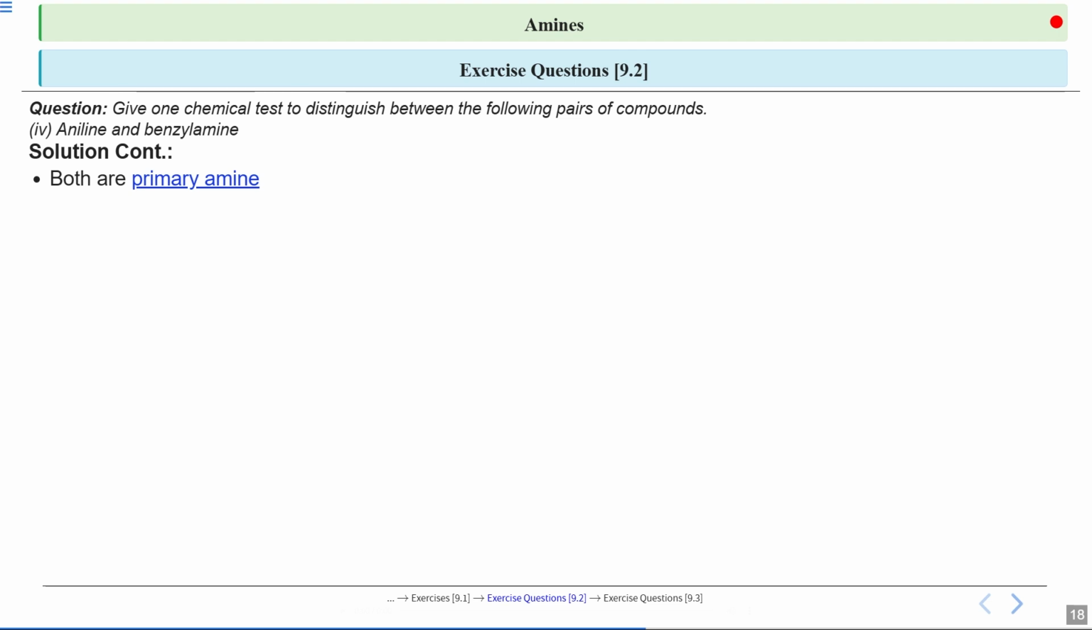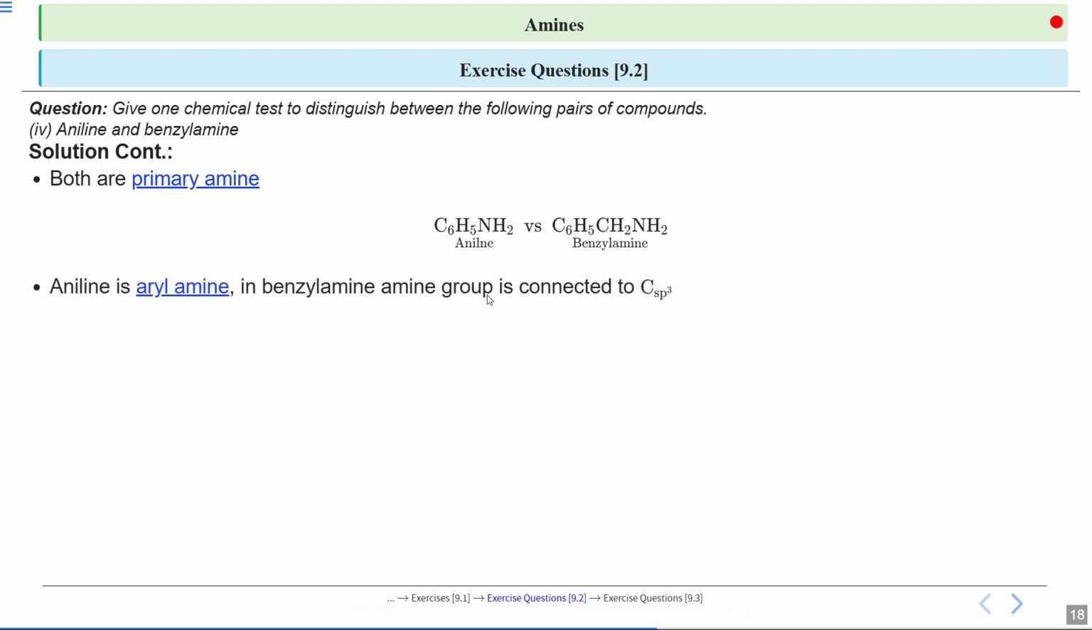Next we will see aniline and benzyl amine. Both are primary amines. The difference is that in aniline, the nitrogen is directly attached to the ring, whereas in benzyl amine, the nitrogen is attached to a carbon which is further connected to the ring. So aniline is an aryl amine, and in benzyl amine, the amine group is connected to an sp3 carbon.